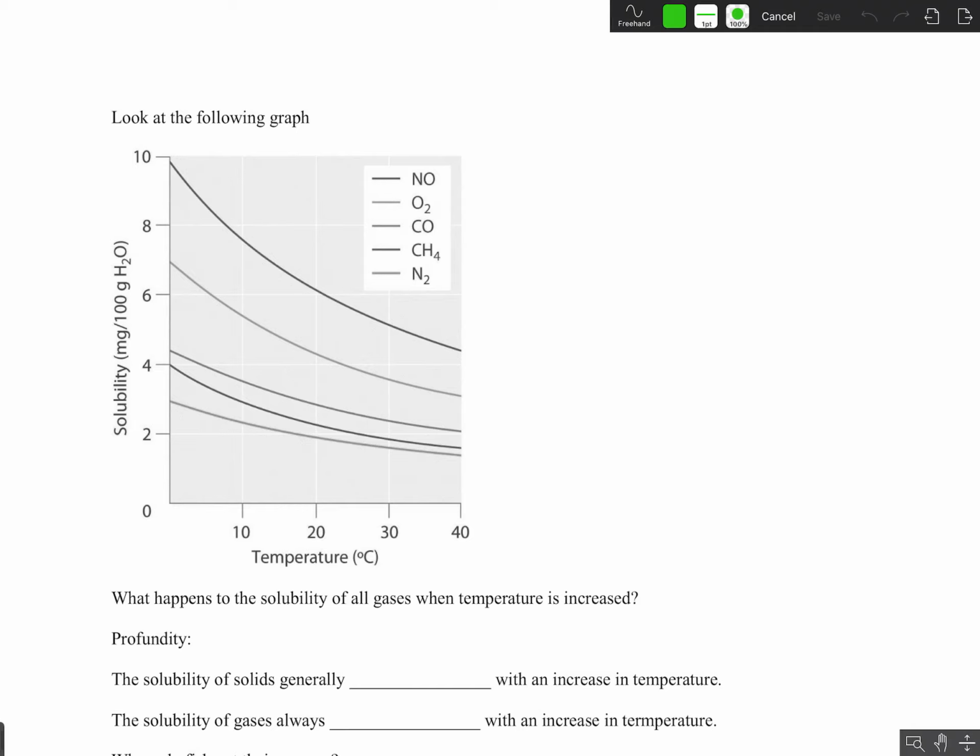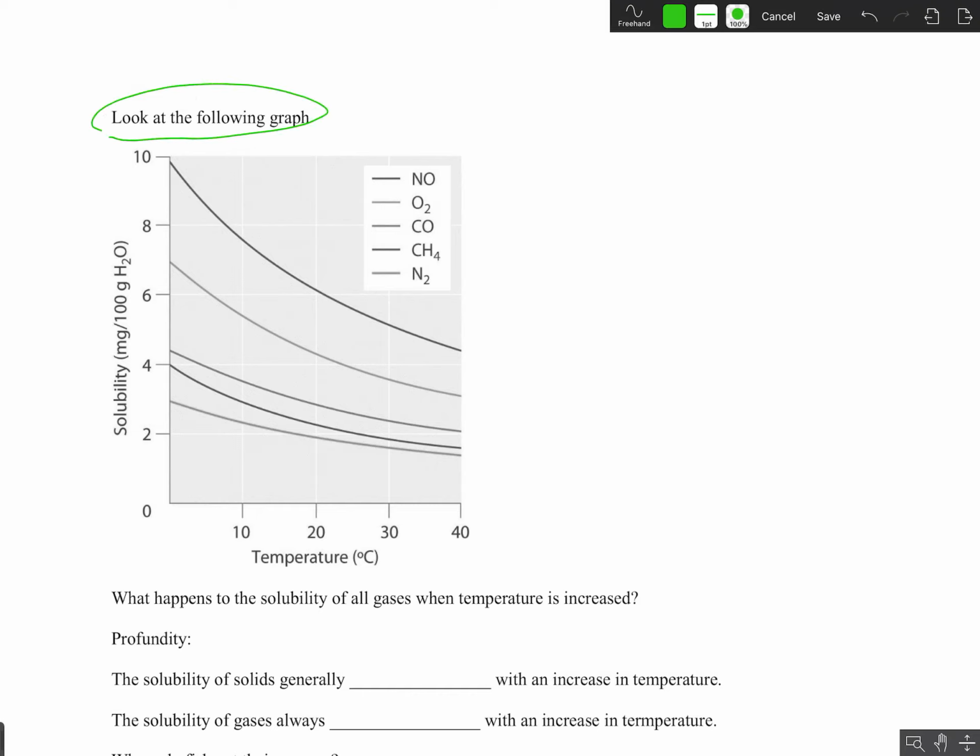Welcome back. And we're continuing to talk about the chemistry of solutions. In a previous video, we talked about the solubility of solids in water, and we said, generally speaking, as water temperature increases, the solubility of those solids increases. When temperature decreases, their solubility decreases. Well, today I want to look at this graph.